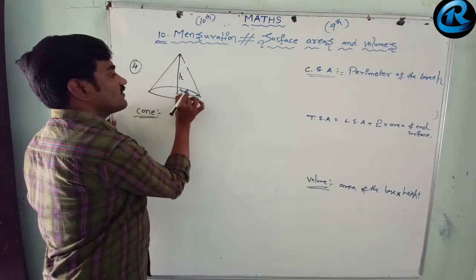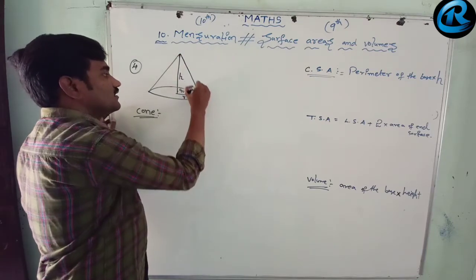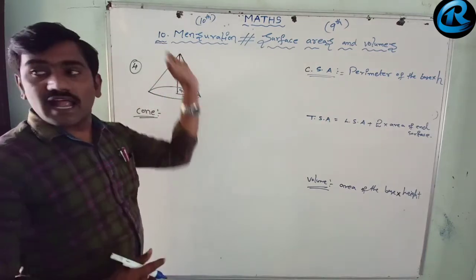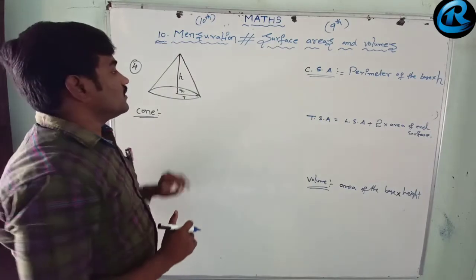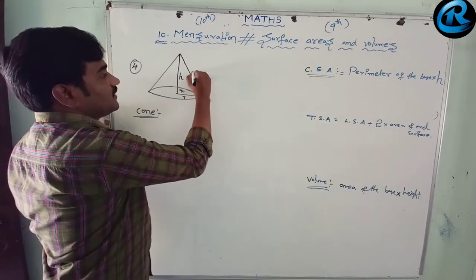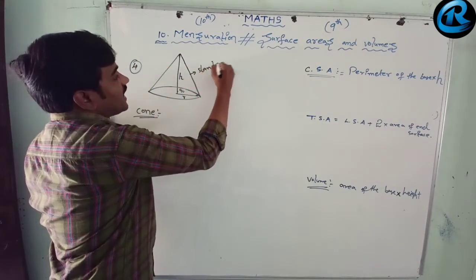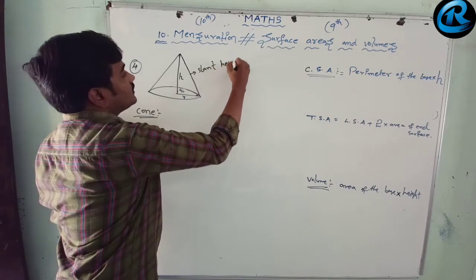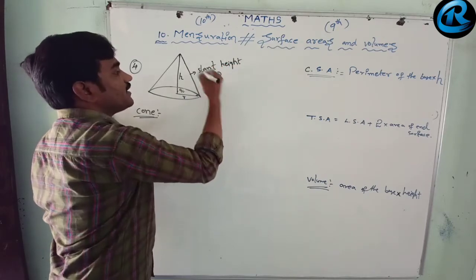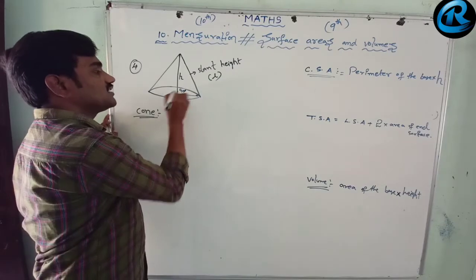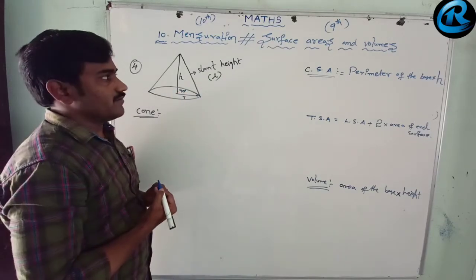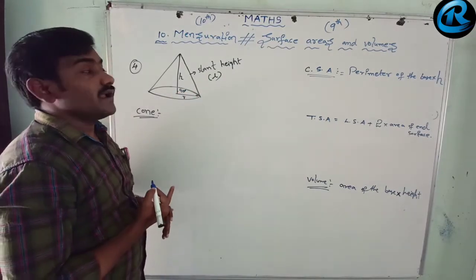Then what will this line be called? The slant line. This is called the slant height. The slant height is denoted by L. Remember, the slant height is denoted by L.